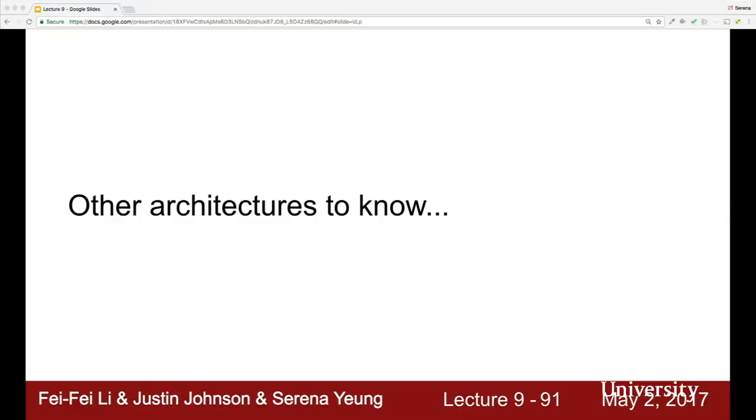Okay, so these were the main architectures that you should really know in depth and be familiar with and be thinking about actively using. But now I'm going to go briefly through some other architectures that are just good to know, either historical inspirations or more recent areas of research.